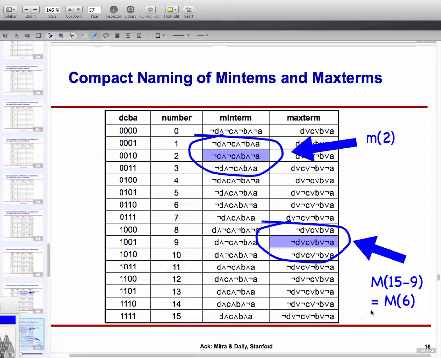The naming convention is that we start from the bottom. Okay, so this is big M of 0, big M of 1, and then this is max term number 15. Okay, and again, this is a convention. There is nothing kind of magical about it other than it makes some of the manipulations later on easier to do.